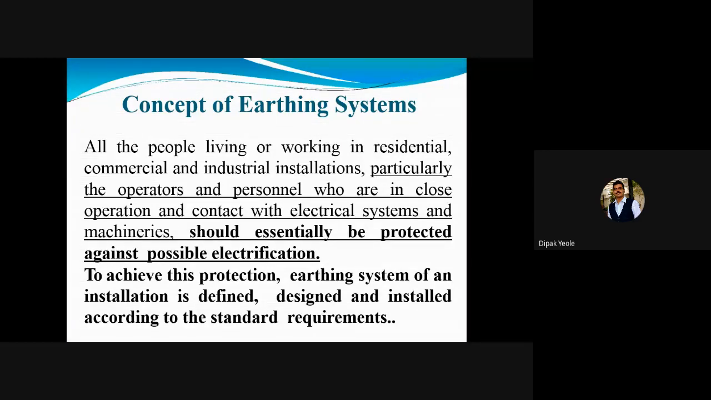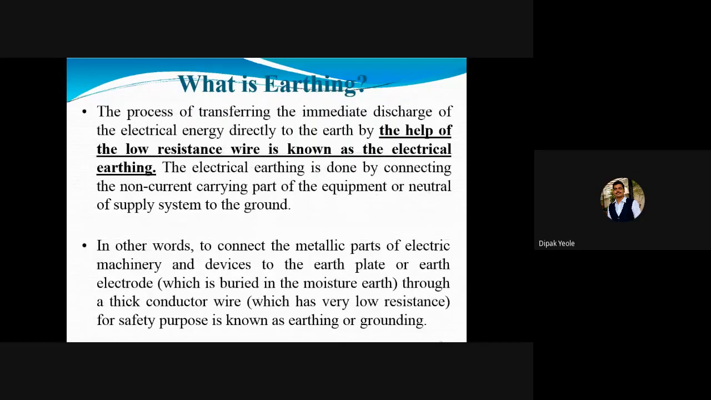So all the people living or working in residential, commercial and industrial installations, particularly the operators and personnel who are in close operation and contact with the electrical system and machineries, should essentially be protected against possible electrification. So to achieve this protection, the earthing system of an electric installation is defined, designed and installed according to the standard requirement. So what is the purpose of earthing? The purpose of earthing is to provide protection.